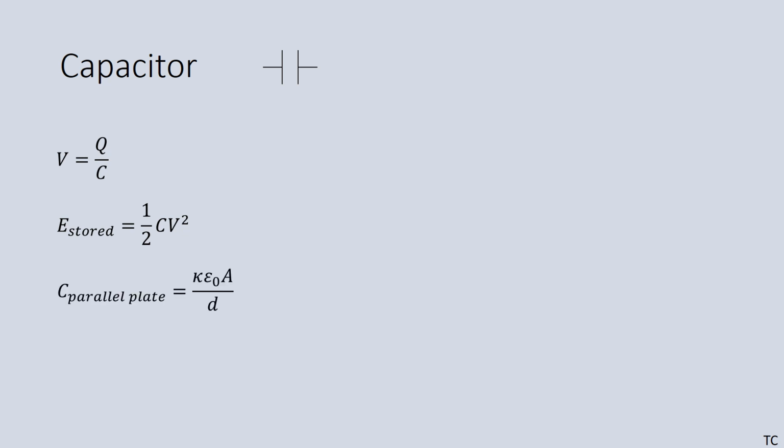Next up, if you actually want to know what the capacitance is, it's different for all sorts of systems, but the most common is a parallel plate capacitor, where the capacitance is kappa epsilon naught A over D. So kappa is the dielectric constant, epsilon naught is the vacuum permittivity of free space, A is the area of the plates, and D is the distance separating them.